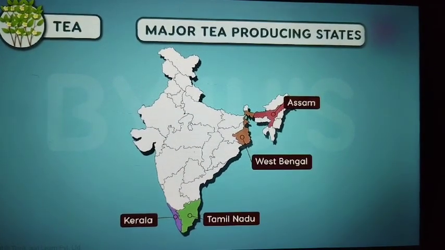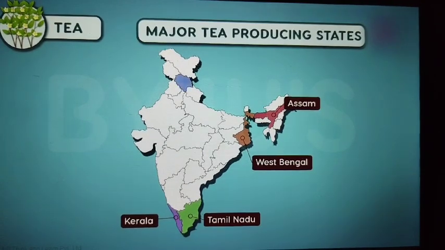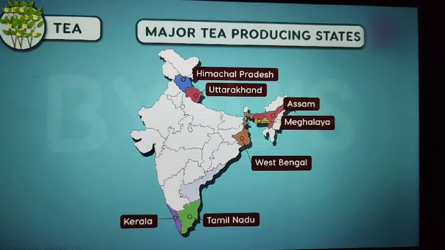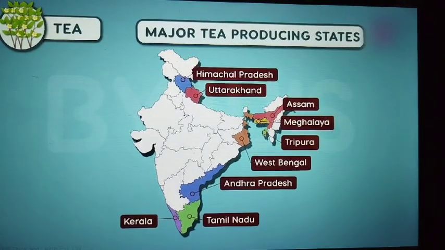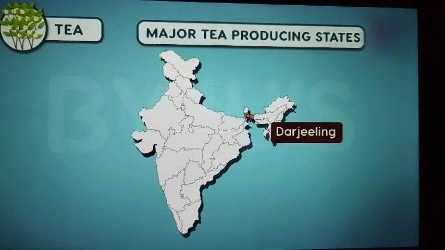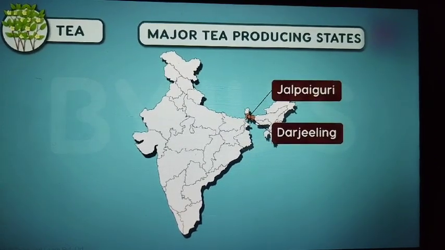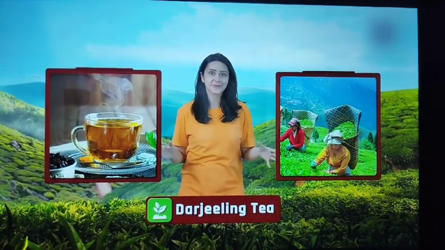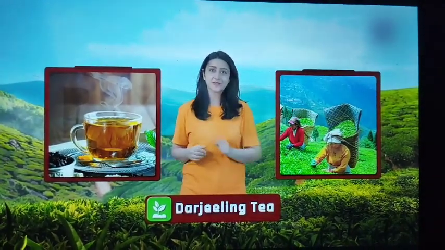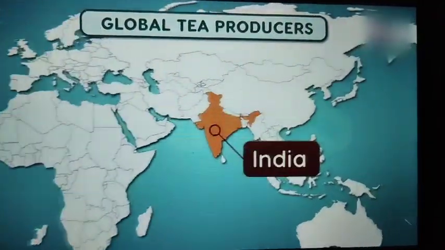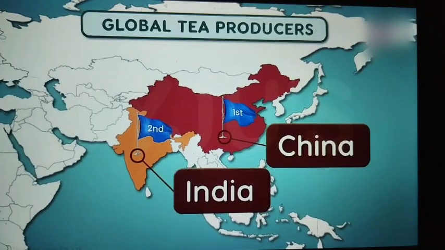Other states that produce tea include Himachal Pradesh, Uttarakhand, Meghalaya, Andhra Pradesh, and Tripura. West Bengal hills of Darjeeling and Jalpaiguri districts are famous for tea cultivation. I'm sure you must have heard about the Darjeeling tea. In 2015, India was the second largest producer of tea after China.